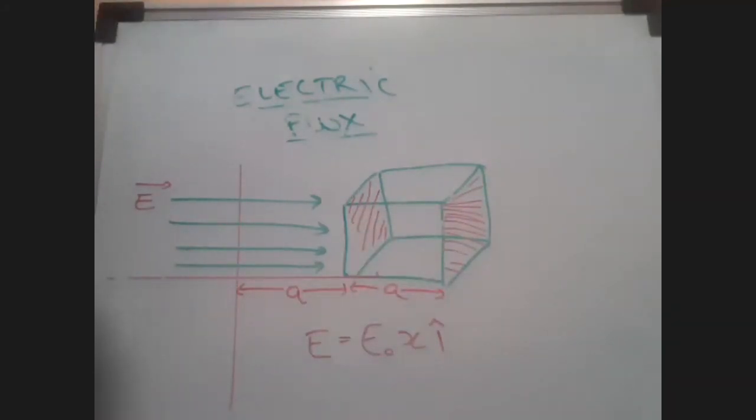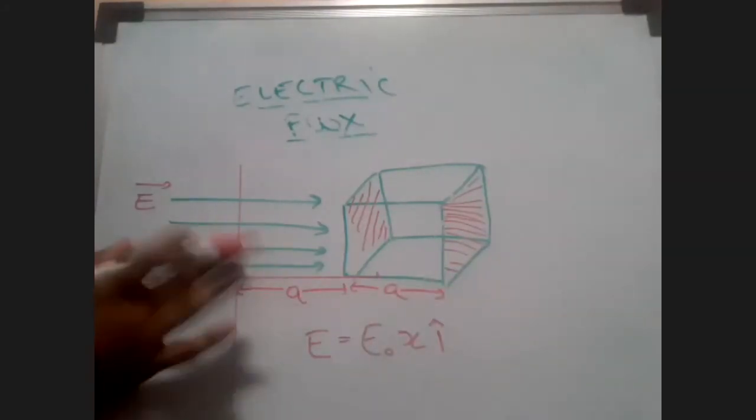Sir, is the flux found for the area from which the electric field lines are passing, or the whole shape? It is the whole shape. And I'll explain why I have not marked the entire thing. Don't worry.